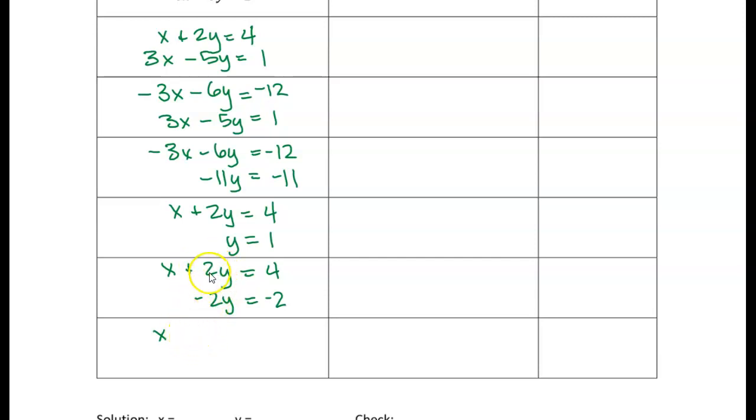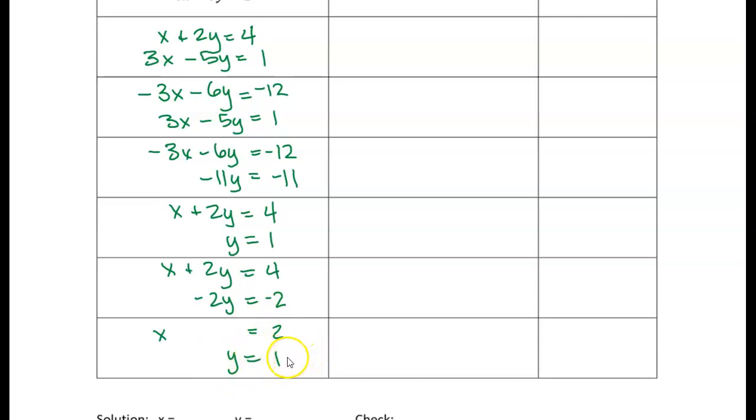So then this becomes 0, right? 2y minus 2y just becomes 0. And then the x doesn't change because there is no x term. And then I'm going to take this -2 and add it to the 4. So I get 2. All right. And then I can also just divide out that -2 again. So then I just get back y is equal to 1.